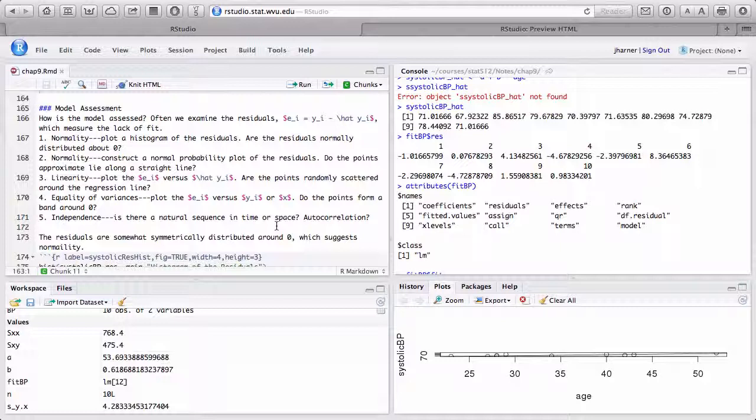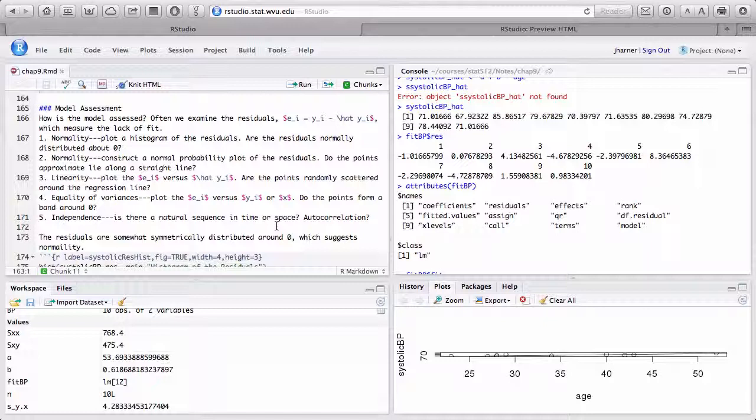But if we're just looking at normality, a better way to do that is to construct a normal probability plot of the residuals. And then you ask, do the points lie approximately along a straight line? If they do, then we assume normality. If they don't, then we maybe have skewness, or we have an outlier, whatever. Okay, linearity is another assumption.